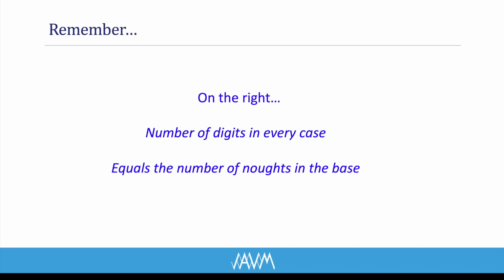Here is the rule about the number of digits on the right. Number of digits in every case equals the number of noughts in the base. So if the base is 10, that has 1 0. So we're only allowed 1 digit on the right-hand part. For base 100 has 2 zeros, and so we need 2 digits on the right.